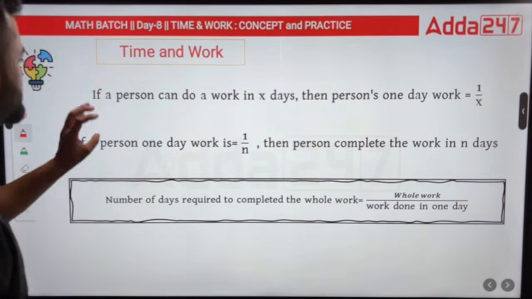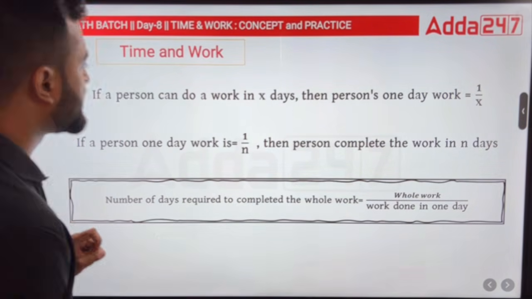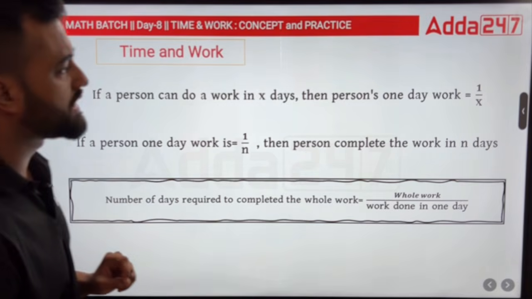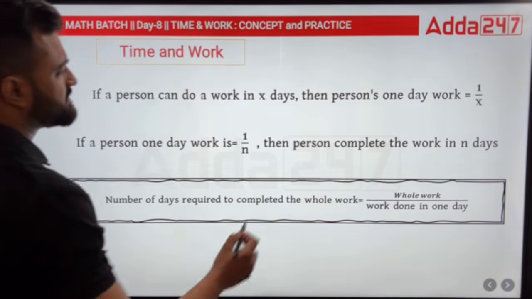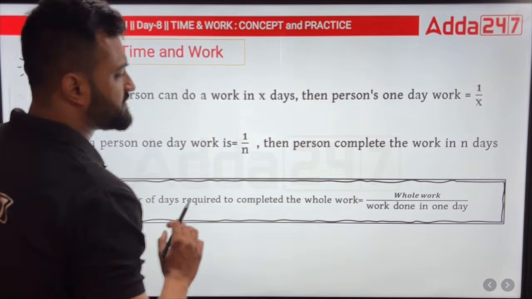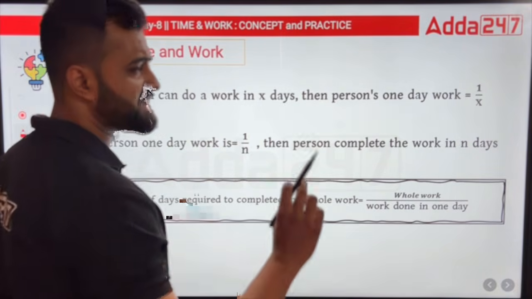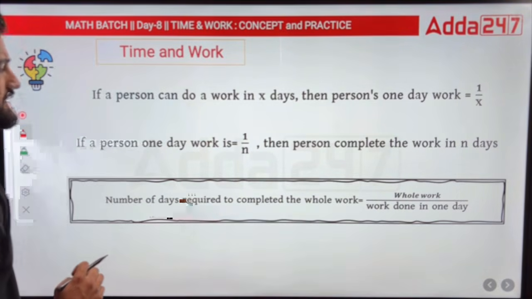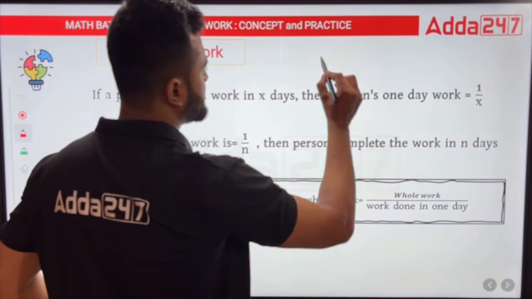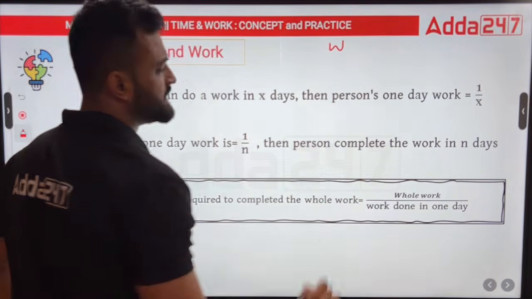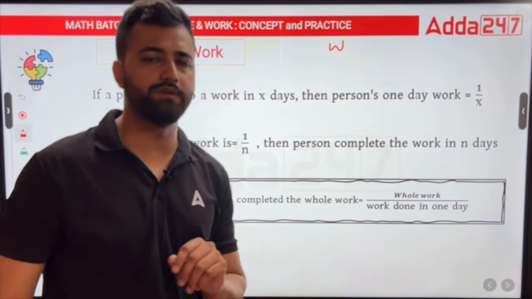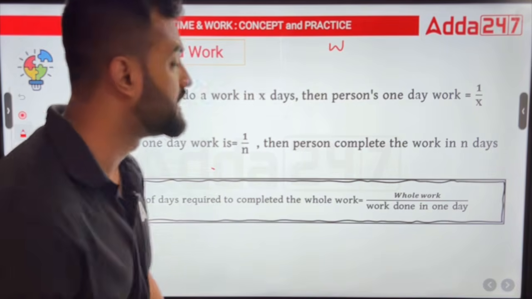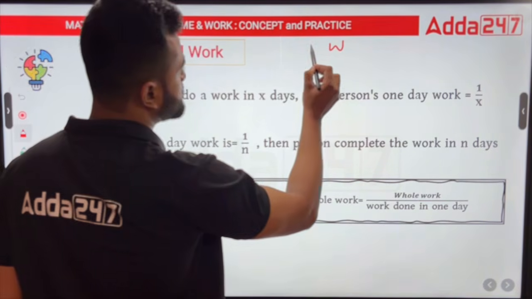Now these are a few examples they have given. If a person can do a work in X days, then the person's 1 day work is 1 by X. This particular thing is a bit confusing, so I'll explain it with an example. Suppose there is a work W, and this work W is going to be completed by a person whose name is A, suppose. Right. And A consumes how many days?